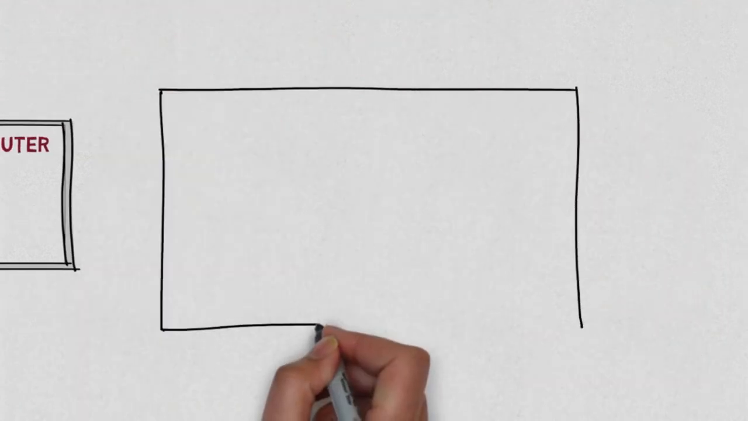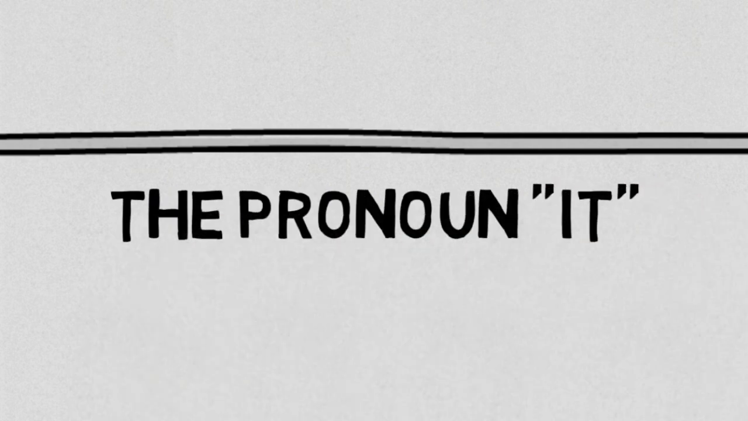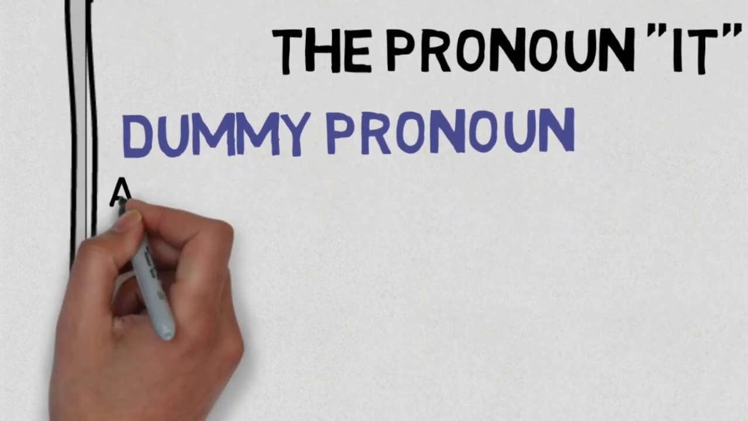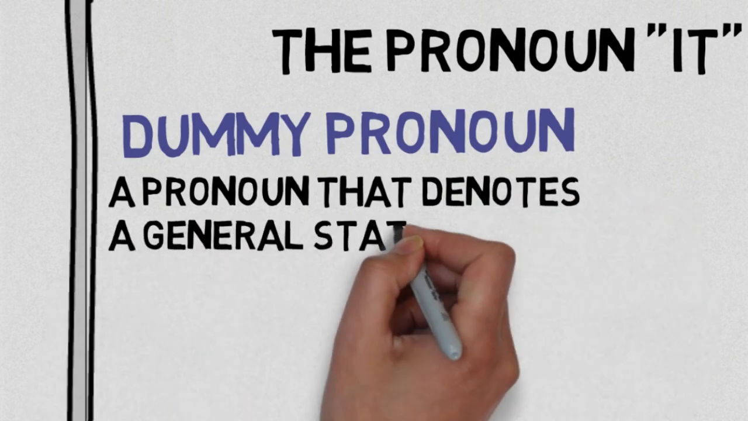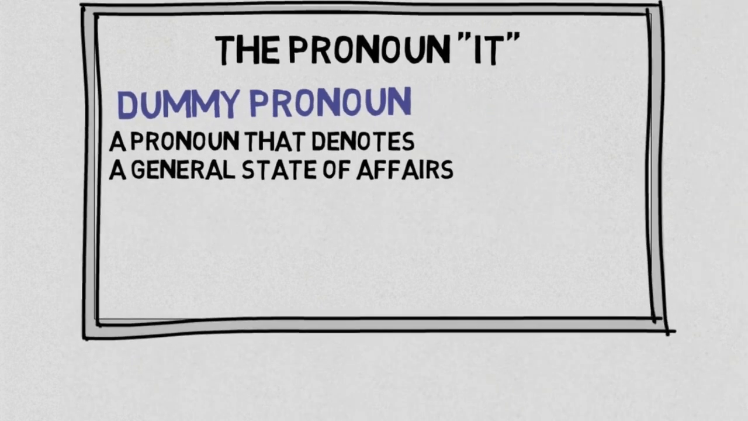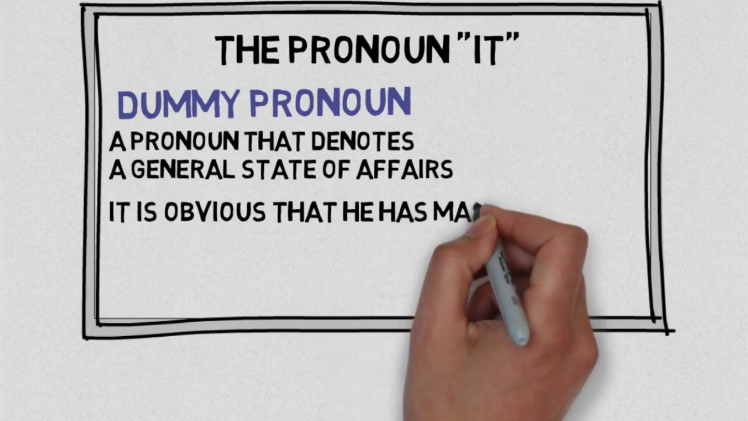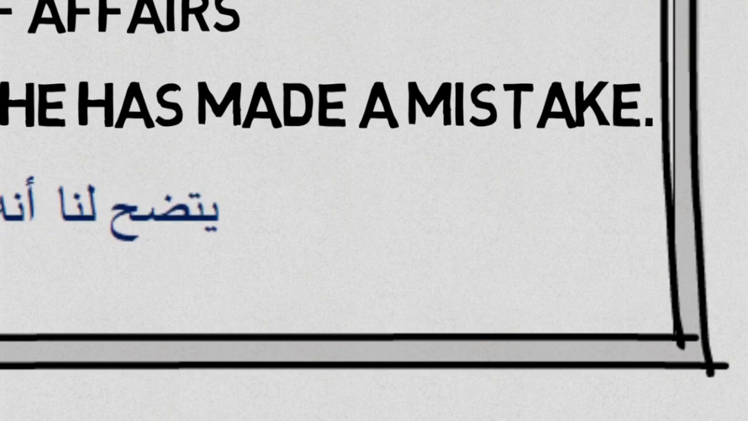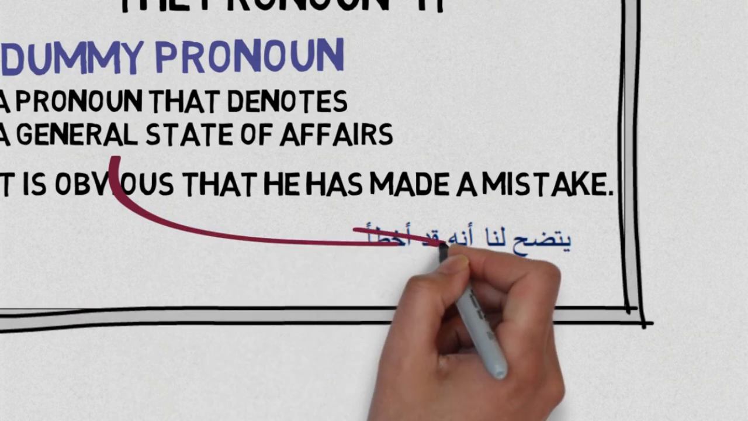When the pronoun it functions as a dummy pronoun, it doesn't refer to any element in the sentence. Sometimes we can translate the dummy pronoun with an equivalent pronoun in Arabic that doesn't refer to any part in the sentence. It's called in Arabic a pronoun that denotes a general state of affairs, or ضمير الشأن. Or we can find a similar grammatical function to give the same meaning. For example, it's obvious that he has made a mistake. We can here drop the pronoun and start the sentence with a verb derived from a content word that follows the pronoun.